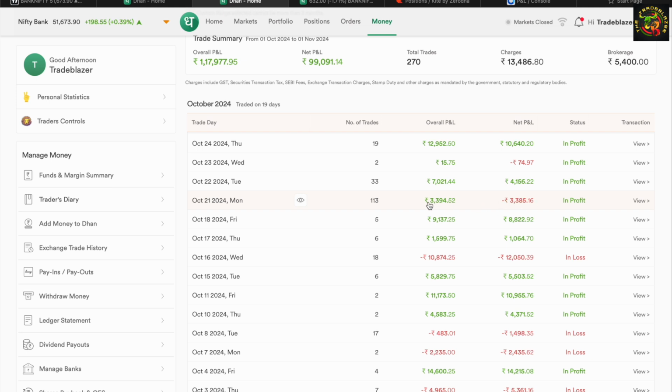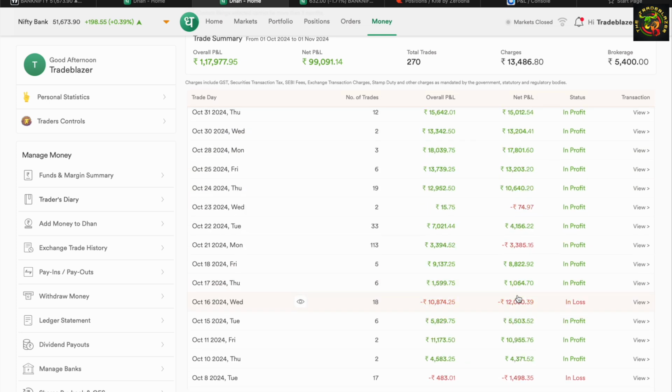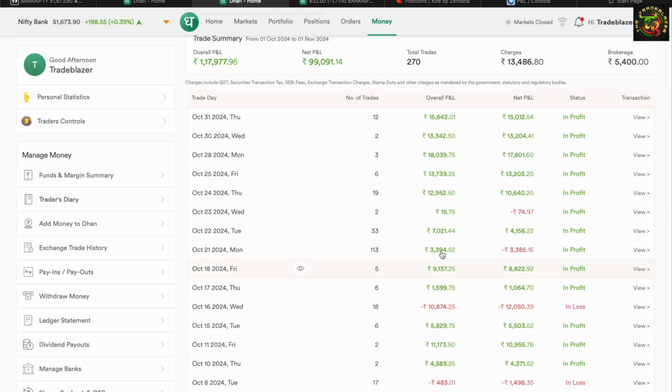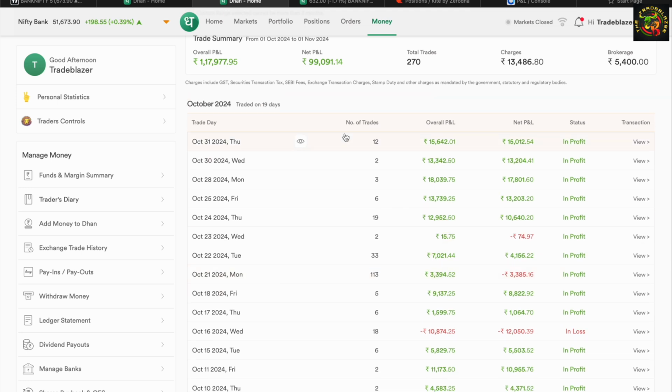And this one is also a cost to cost day, where only charges were gone. Now on this one there was no trading actually, I just bought some 15 quantity and quickly exited. I didn't want to trade on this day. So hardly 4 losing days and then 15 winning days, right? Out of 19 trading days. So the win rate is good.